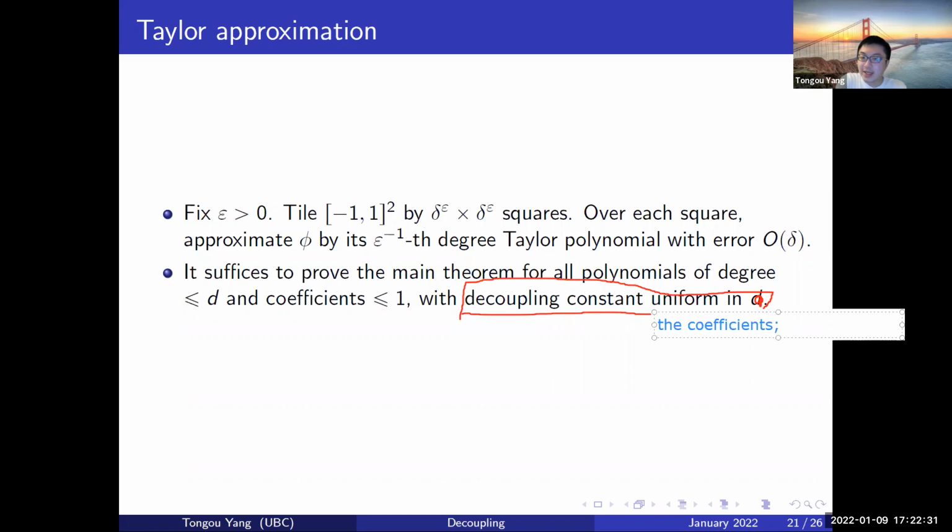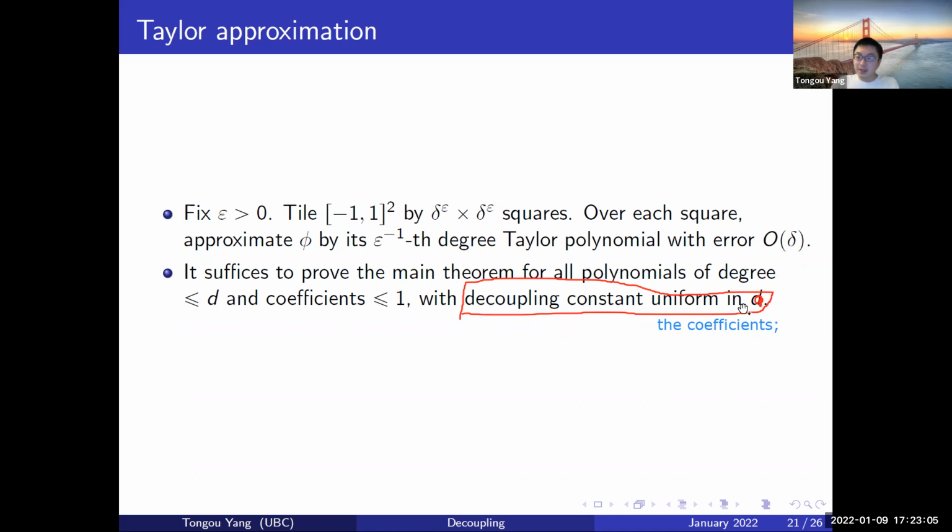So what I meant exactly was that the decoupling constant should depend on D only, because as we know, each Taylor polynomial for each square should depend on delta. And if we cannot eliminate this dependence on delta, then the decoupling constant could also depend on delta, which is not what we want. We want the decoupling constant to be independent of delta, of course, but it is allowed to depend on epsilon, of course.